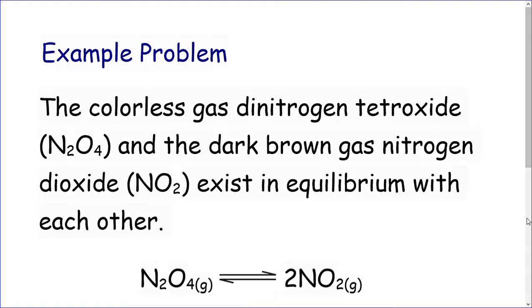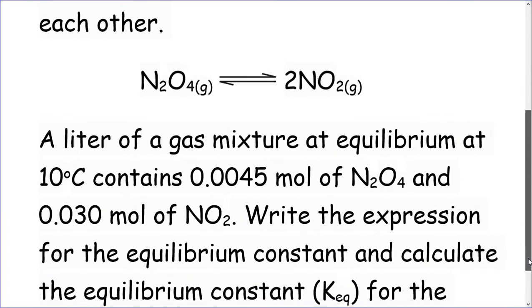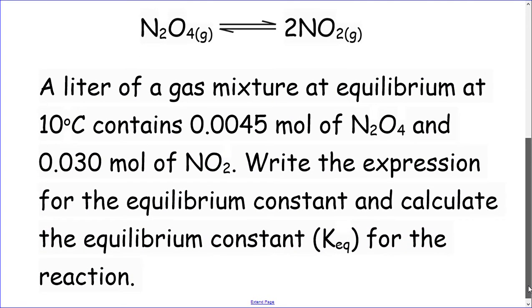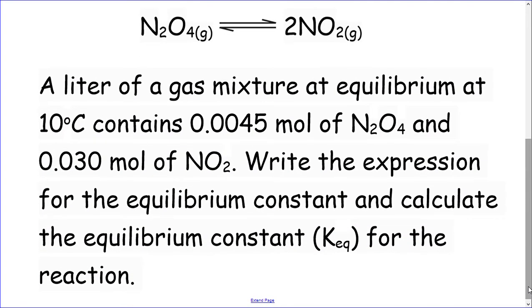So as an example problem, the colorless gas dinitrogen tetroxide, which is N2O4, and the dark brown gas nitrogen dioxide exist in equilibrium with each other. So we have N2O4 and 2NO2. And then it says a liter of gas mixture at equilibrium at 10 degrees Celsius contains 0.0045 moles of N2O4 and 0.30 moles of NO2. And then it wants us to write the expression for the equilibrium constant and calculate the equilibrium constant KEQ for that reaction.